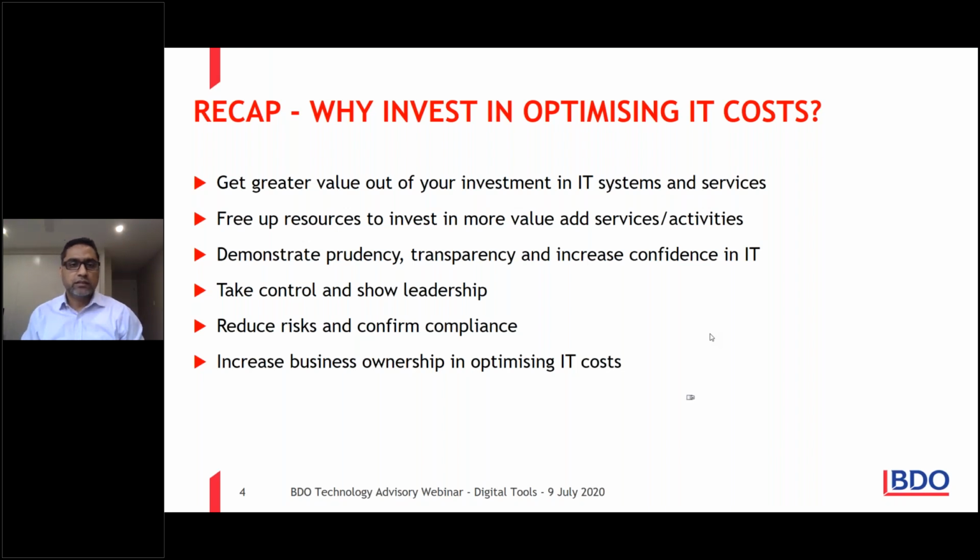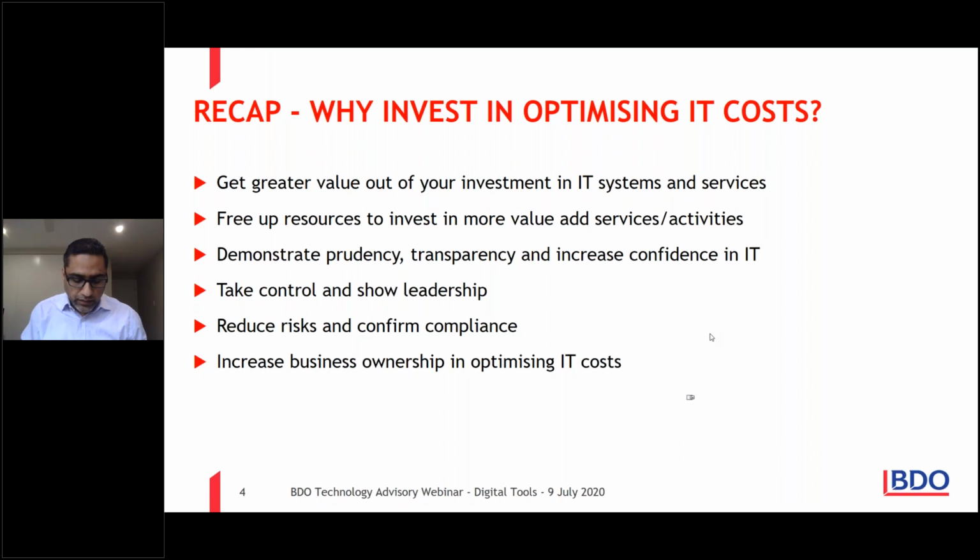The second one is around freeing up resources to invest in more value-adding activity. So even if you're not increasing the cost or not directly impacting the cost equation, it is around, are your resources working on activities that are adding more value to your organization? Then IT cost optimization brings the prudence, the transparency, and increases the confidence in IT.